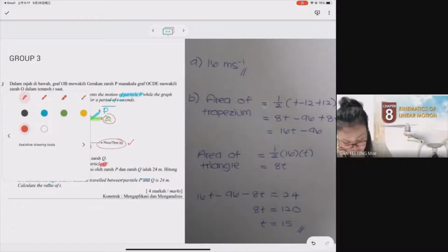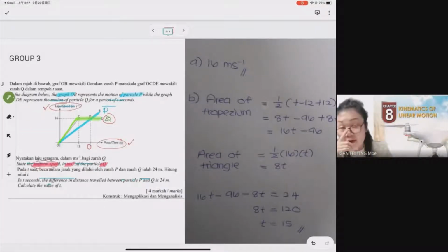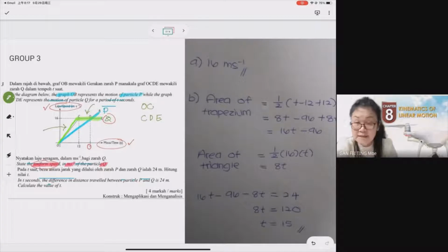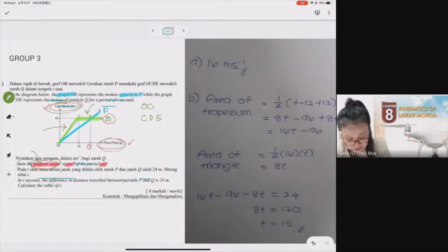Then you have to go back. You have to come back to your question and to the diagram here. Check on OC and check on CDE. Why am I checking? Because they ask for the uniform speed. So for the speed time graph, in order to get uniform speed, it means that there is no change in speed. It's the same thing like what we did in the earlier question.